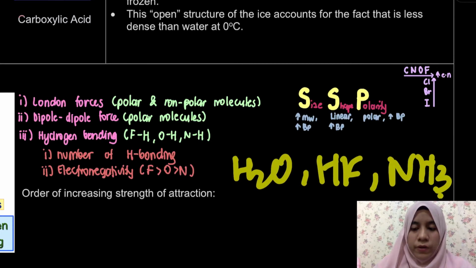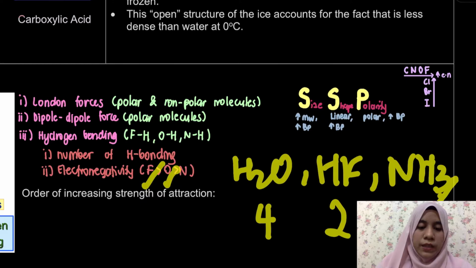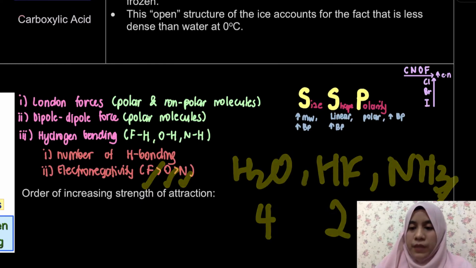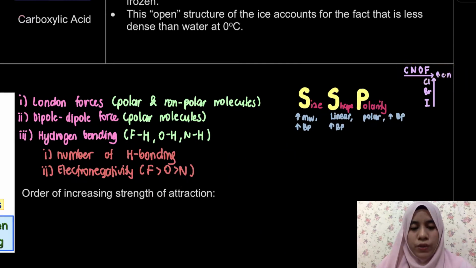When we're comparing these three molecules, first thing first we look at the number of hydrogen bonds. H2O has 4, HF has 2, and NH3 has 2. Between hydrogen fluoride and NH3, we look at electronegativity, where F is the most electronegative. Next is oxygen, and the least electronegative of these three atoms is nitrogen. The easy one to use is SNOF, which is increasing electronegativity.